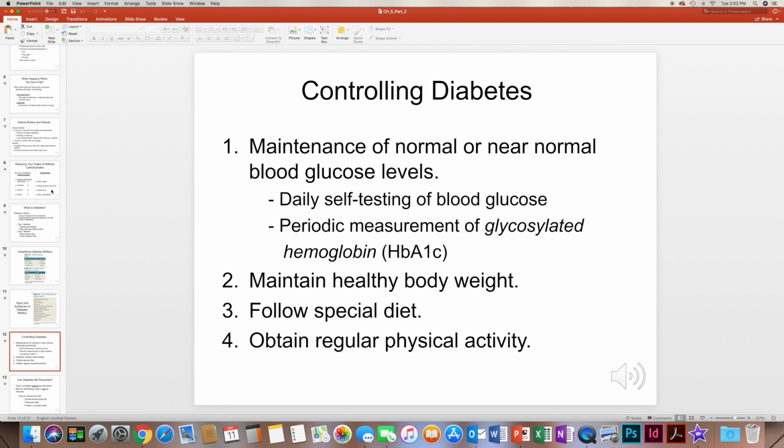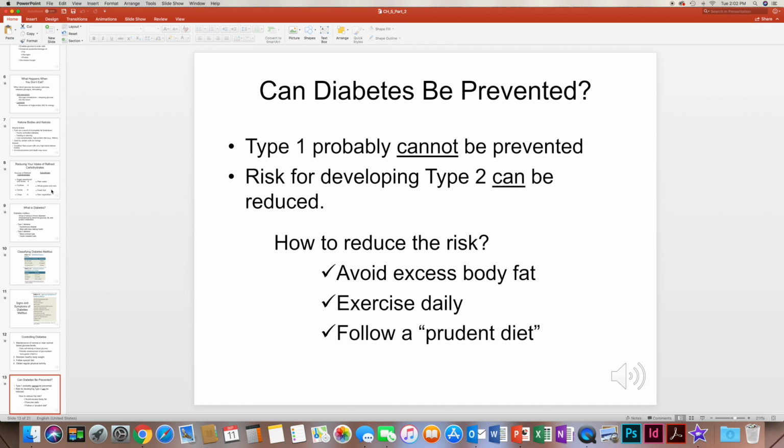You can control diabetes. There's maintenance of blood glucose levels, testing your blood every day with a glucometer to make sure what your blood sugar level is, maintaining a healthy weight, following a special diet, and getting regular exercise. These are things that can help with diabetes. Type 1 cannot be prevented, but your risk for developing type 2 can be reduced by maintaining a healthy, normal weight, exercising daily, and following a healthy diet that's lower in sugar.